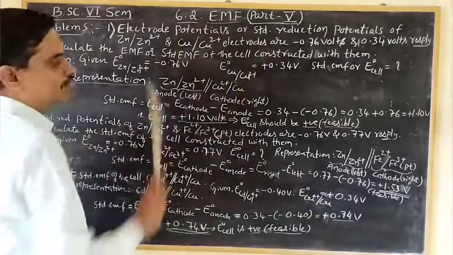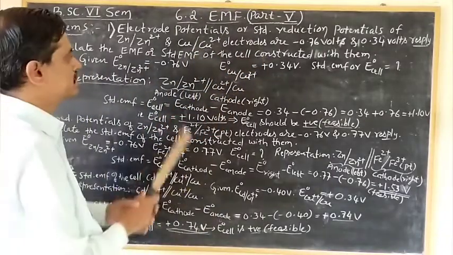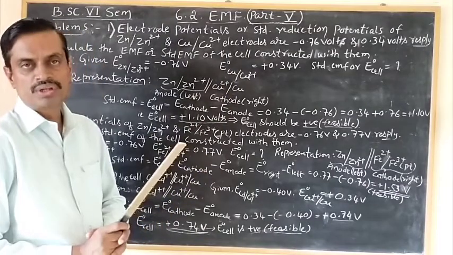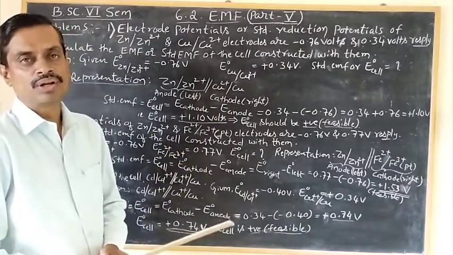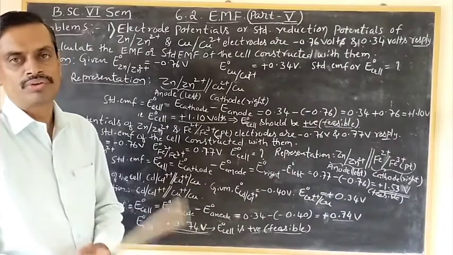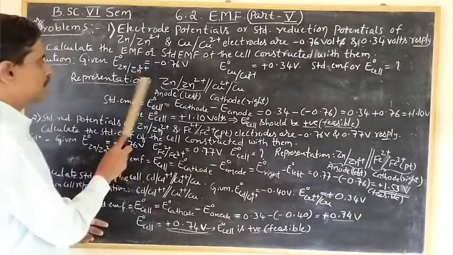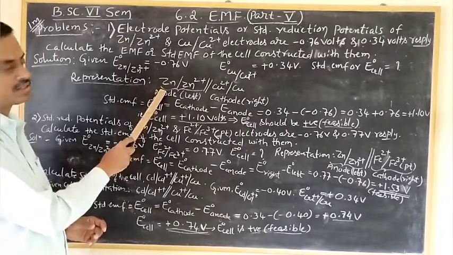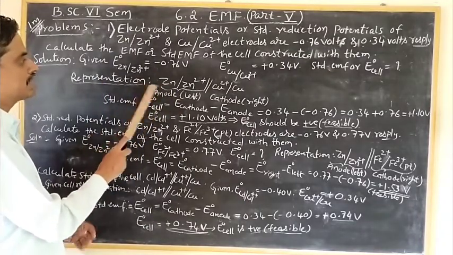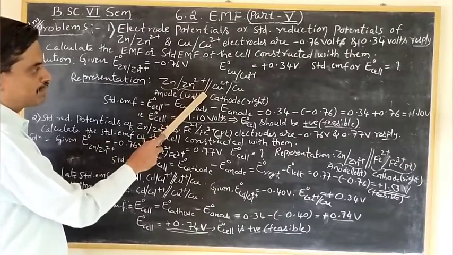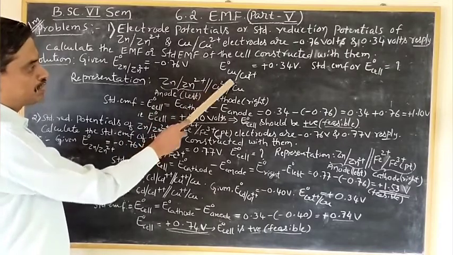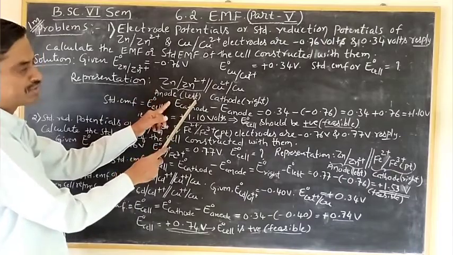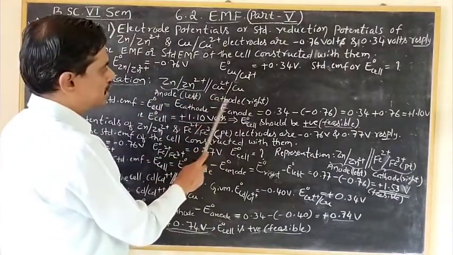In this, a very important thing you have to remember: among these two, the one having the higher value, take it as cathode; the one having the lower value, take it as anode. Cell representation, if you want you can write it in the examination, otherwise it is not necessary. The representation of the cell is Zn bar Zn2 plus, double bar, that is salt bridge, Cu2 plus bar Cu. So this left side portion is called anode, and the right side portion is called cathode.